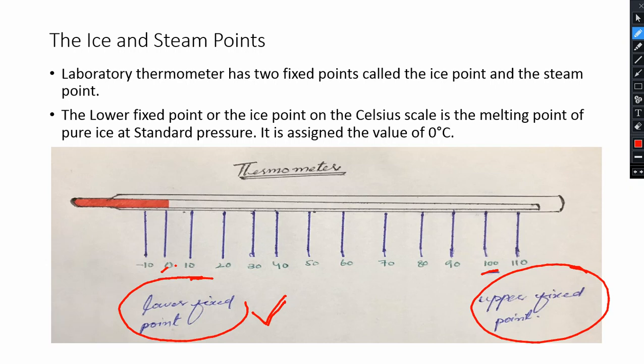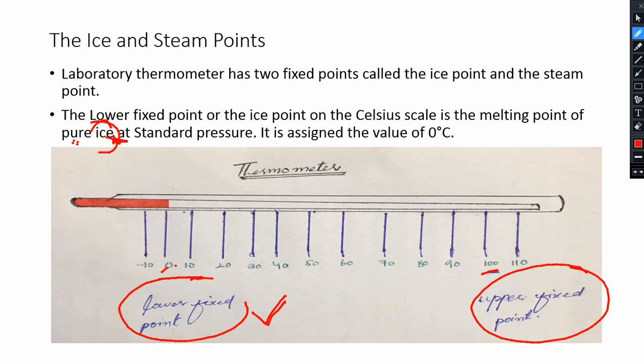The lower fixed point or ice point on the Celsius scale is the melting point of pure ice at standard pressure. It is assigned the value of 0 degrees Celsius. What does it mean? It means that the lower fixed point, which is also called the ice point, is that point of temperature at which pure ice starts melting.